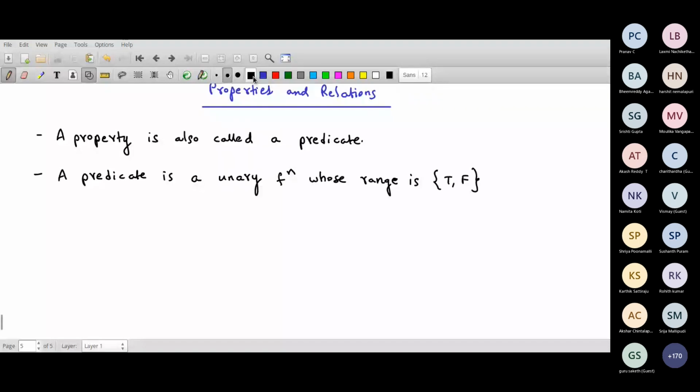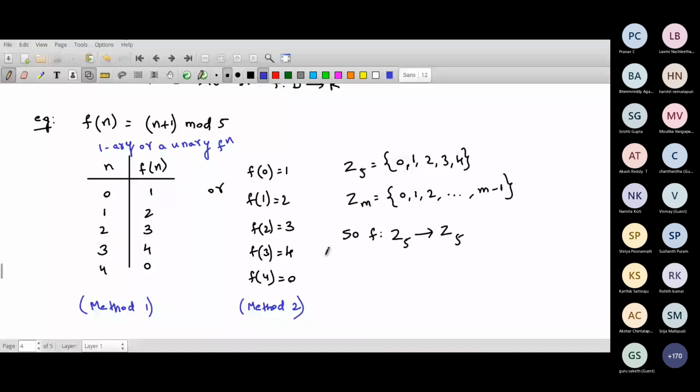One is it should be a unary function. That is, it should take only one argument. Second thing is its range should be true or false. Okay. So in this example, this is a unary function. Yes, it's taking only one argument at a time, but its range is not true or false. Its range is again the same set of numbers 1, 2, 3, 4, 0. Okay. So although it is a unary function, it is not satisfying the second condition. That is, its range should be true or false. So this is not a predicate.